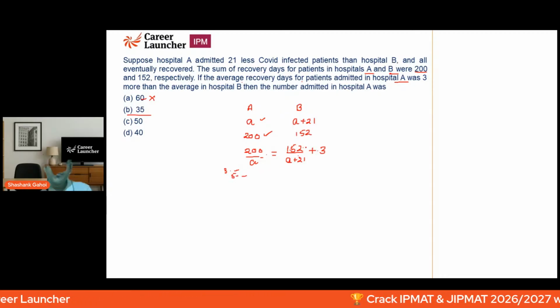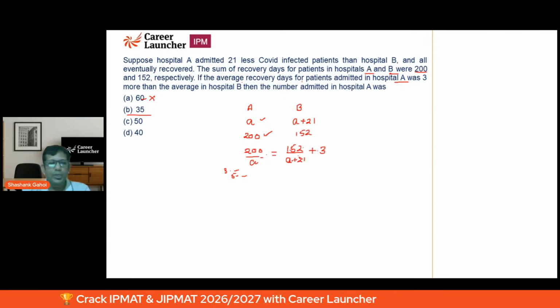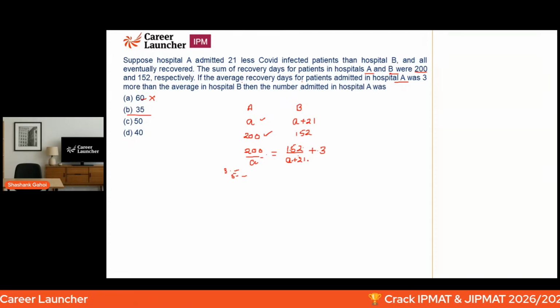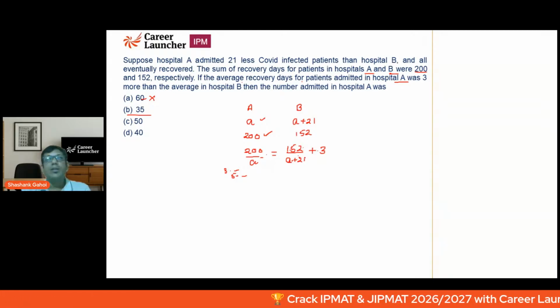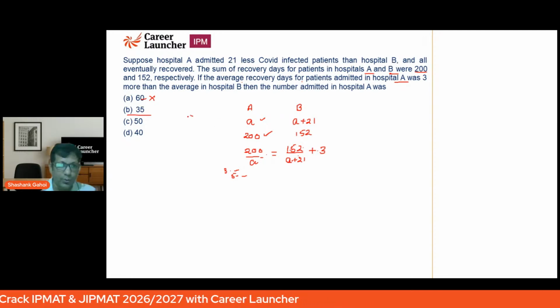Okay. 152 divided by what? It is 35 plus 21, which is going to be 56. 56, if I divide, I'm going to get 2 point something, and 2 point something plus 3 is going to be 5 point something. So basically, this might be equal.